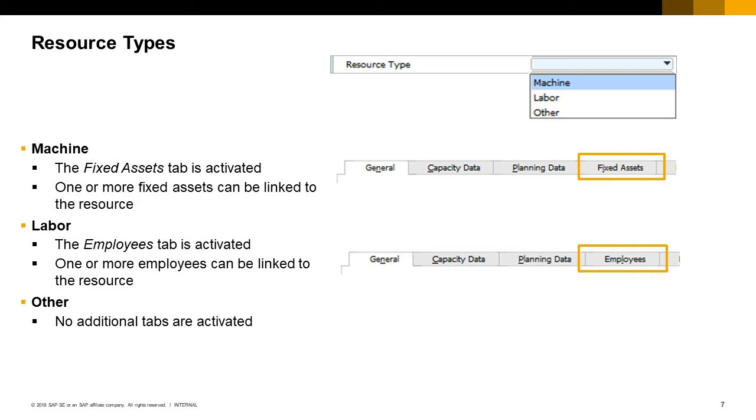You can select the relevant resource type, machine, labor, or other, in the resource type field, in the header of the resource master data window. When you select machine as the resource type, the Fixed Assets tab is activated in the master data record. One or more fixed assets can be selected for a machine. When you select labor as the resource type, the Employees tab is activated, instead of the Fixed Assets tab, and you can associate employees with this resource. The other type is used for resources that are not fixed assets or employees.